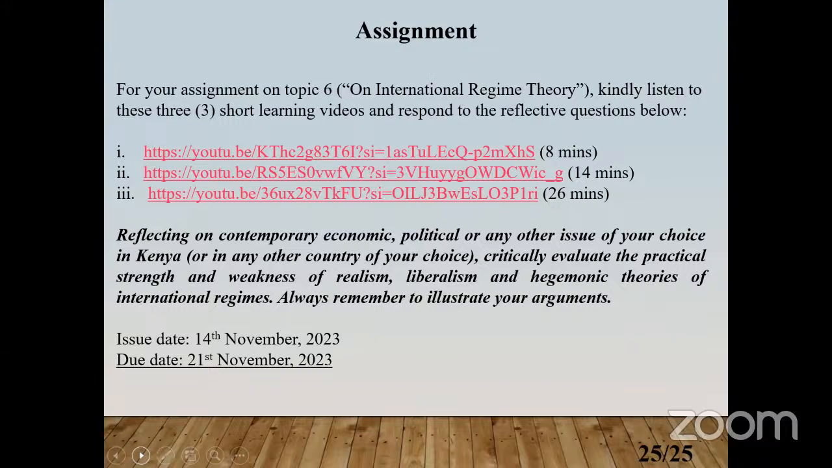I thank you, friends. We meet next time. Daktari, before you go, please tell us the marks for this assignment and the number of pages for this assignment.